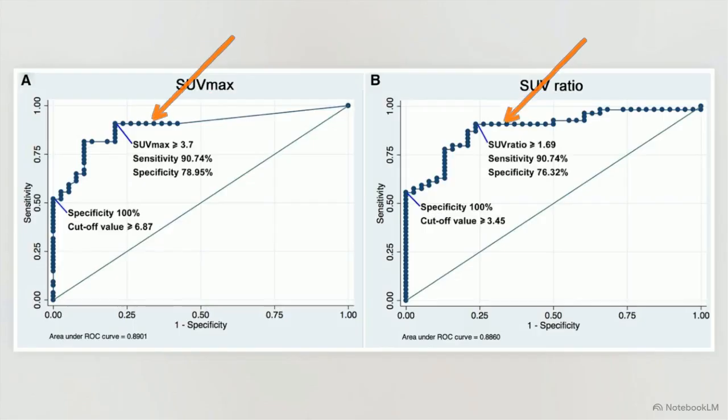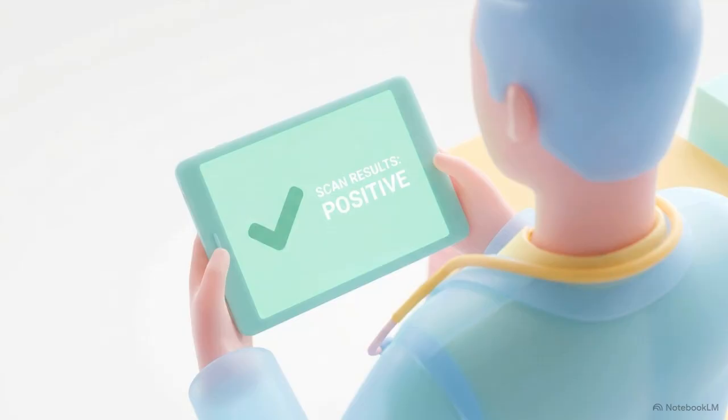For screening, an SUV max of 3.7 or an SUV ratio of 1.69 identifies positive cases with 91% sensitivity. To confirm infection with 100% specificity, thresholds are higher: SUV max 6.87 or ratio 3.45. For prosthetic valves, these quantitative metrics provide the objective data needed to rule in an active infection.